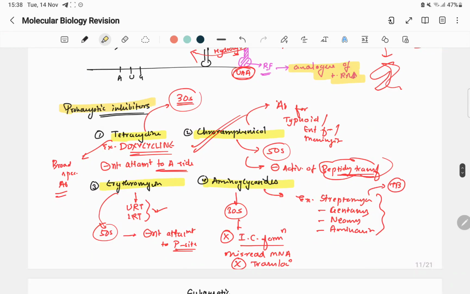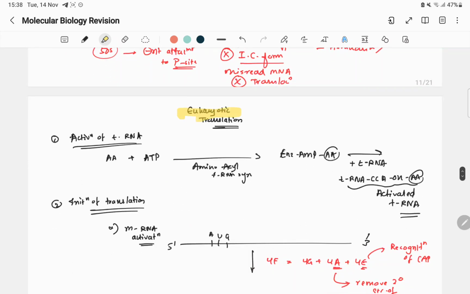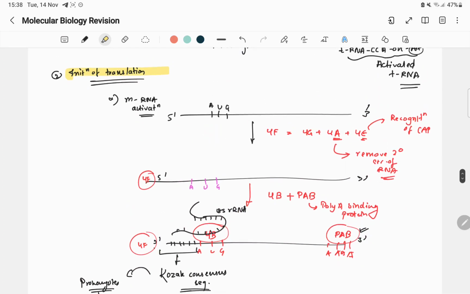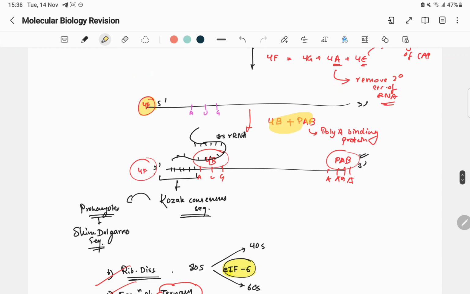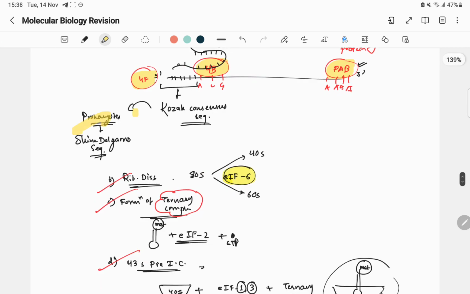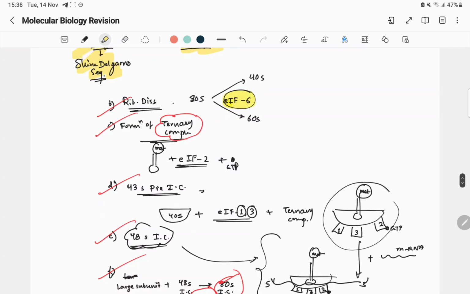Then the prokaryotic inhibitors are tetracycline, chloramphenicol, erythromycin, and aminoglycosides. Then eukaryotic translation we discussed. Activation is there, initiation is there, but first there is mRNA activation in which 4F is attached. Your 4B and PAB are also attached. 4F, 4B, and PAB, these three are attached. In prokaryotes the Shine-Dalgarno sequence is there, but in eukaryotes the Kozak consensus sequence is there.